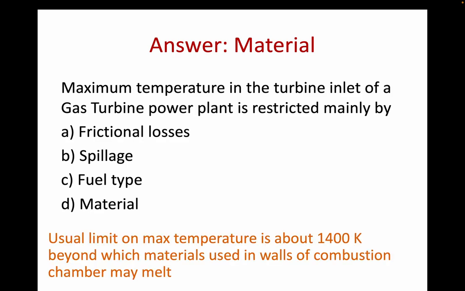So the answer here is material, and usually the limit on the maximum temperature is about 1400 Kelvin, after which the materials used in the combustion chamber may start melting. Now, one might use better material so that you can achieve higher temperatures and so on, but in any case, whatever the material, it is indeed the material that restricts your maximum temperature in the turbine inlet. That's it. Thank you.